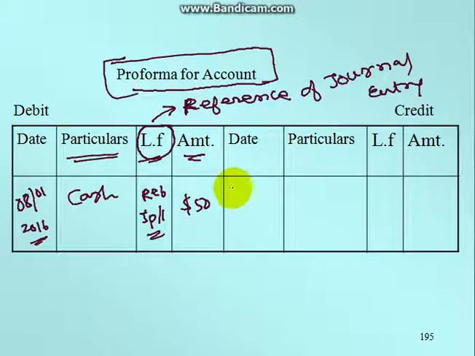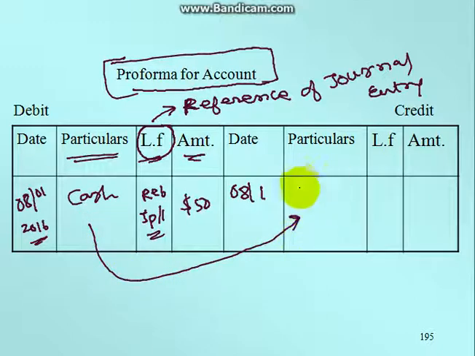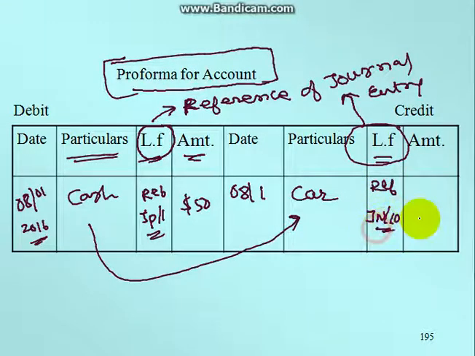Second, you can have the date, a similar date, 8/1. Particulars, say for example what you have used cash to purchase, say for example a car. And here the reference from where this journal entry is coming. So you can have your reference as journal 10 for example, and how much amount, $50 only. So you have to remember this amount should be equal to this amount.